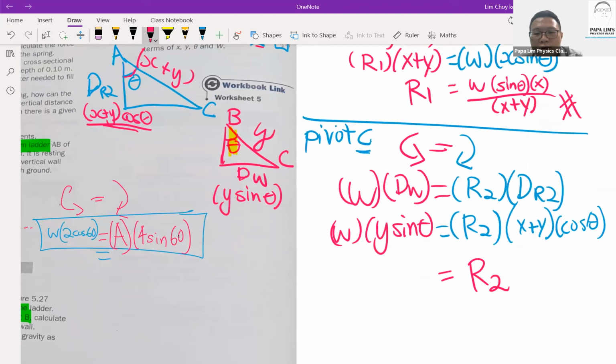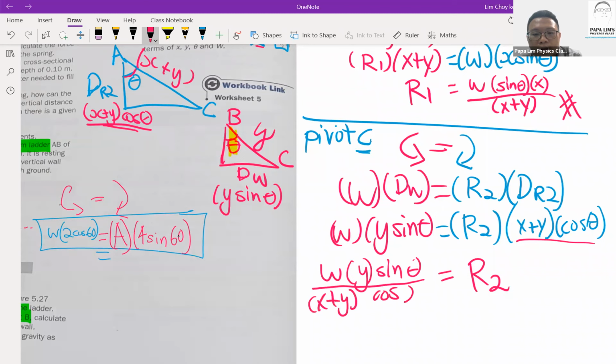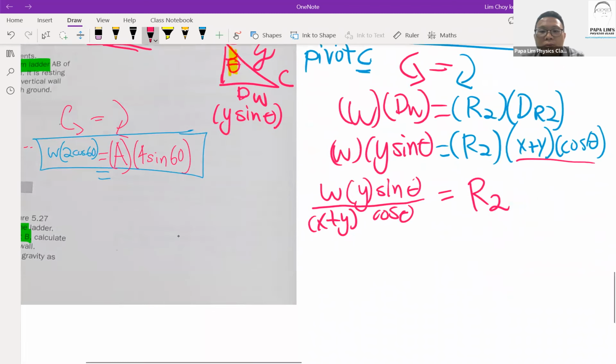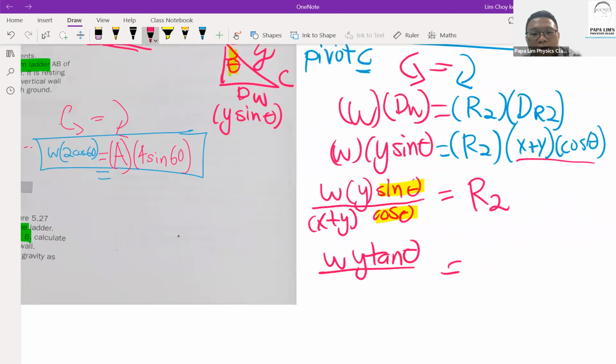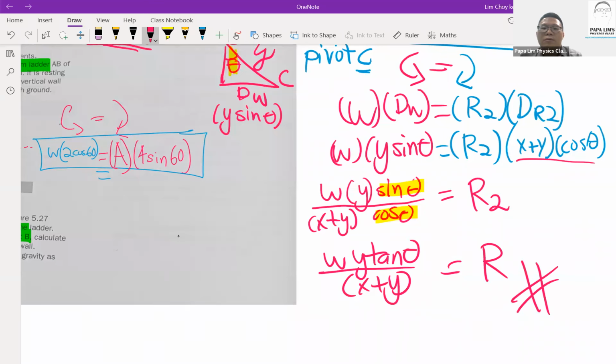I want R2, sorry. So I will shift x plus y cosine theta to the other side. It will be W y sine theta divided by x plus y cosine theta. After that, do a simple resolving, because sine theta over cosine theta I can resolve to be tangent theta. So with W y tangent theta over x plus y, this is R2. Question solved.